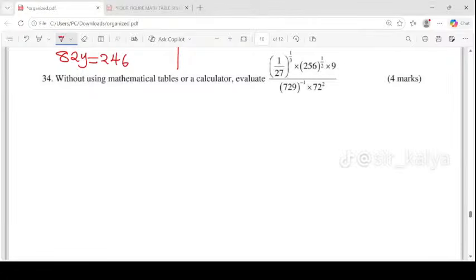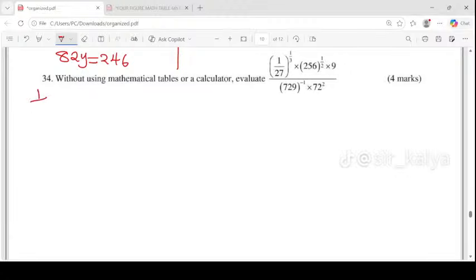Without using mathematical tables or a calculator, evaluate (1/27)^(1/3) × 256^(1/2) × 9 divided by (1/729)^(-1) × 72². Let me first work out the numerator.